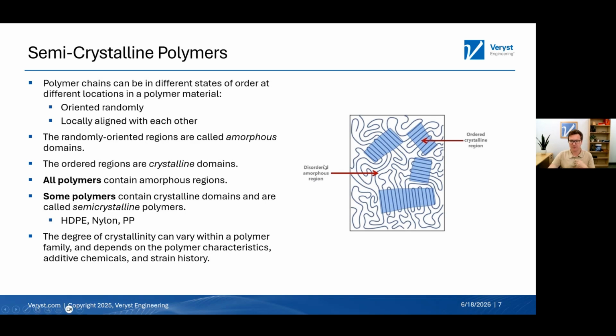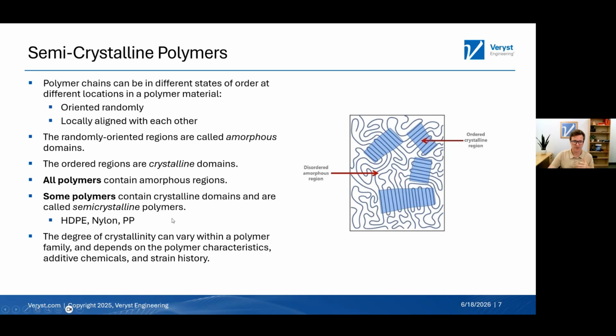And so those impart greater mechanical properties to the polymer because you have more densely packed, well-ordered polymer chains. And so the key thing to remember is that all polymers contain amorphous regions, but only some polymers contain crystalline domains. And so we call them semi-crystalline polymers. Examples of that are polyethylene or HDPE, nylon, and polypropylene. There are a great many examples, and they vary widely in terms of how much of the polymer is crystallized versus how much is amorphous.